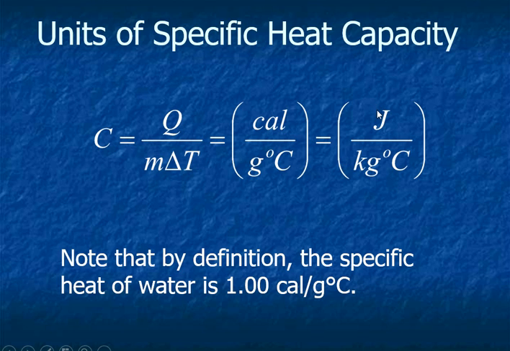Remember, we also have joules as a unit of energy, where we can represent the amount of heat. We can also use kilograms, which is simply 1,000 grams, as our mass. And again, the degrees Celsius will simply be the change in temperature. Now I want you to keep in mind, by definition, the specific heat of water is 1 calorie per gram degrees Celsius. That means that we define the specific heat of water, the capacity of water, as the amount of heat, 1 calorie, that's needed to raise the temperature of 1 gram of water by 1 degree Celsius.